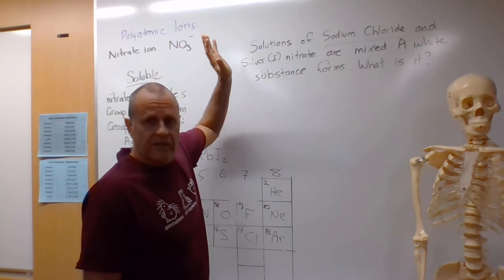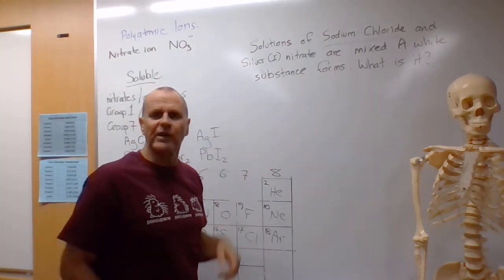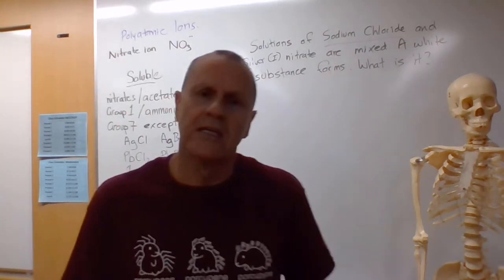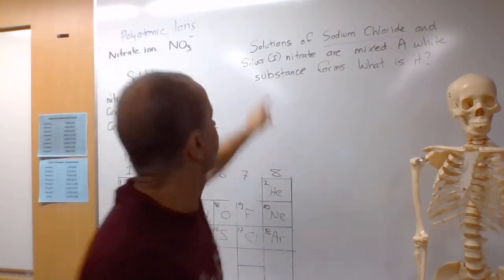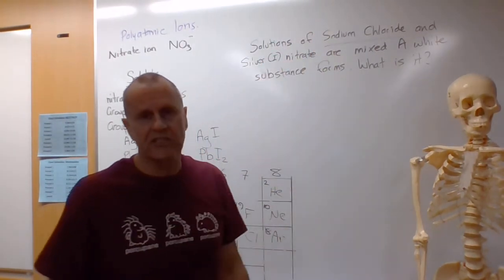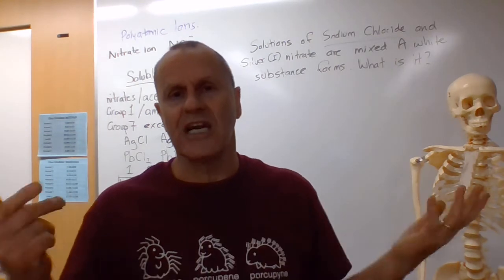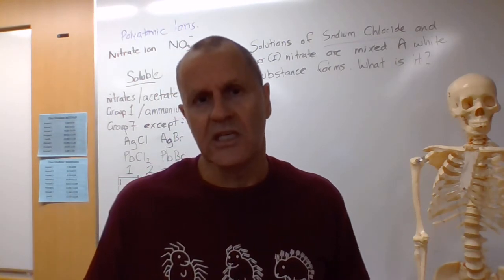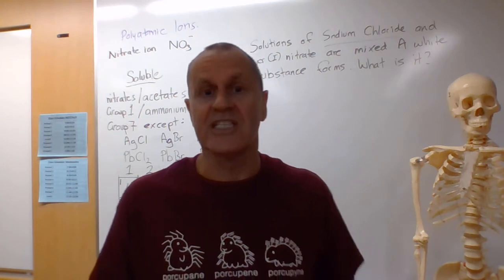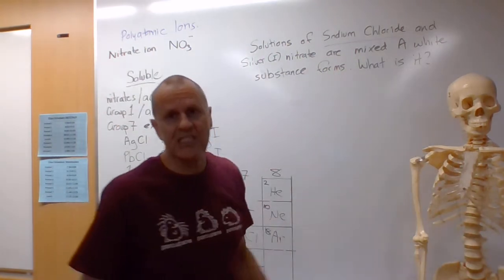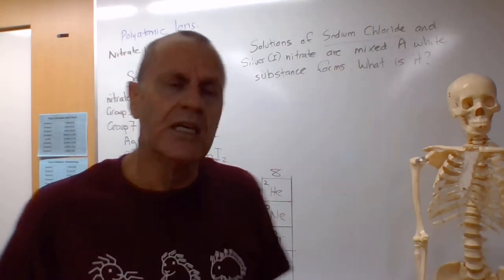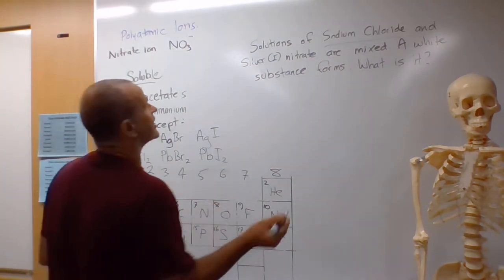So, the rule for doing these is work out the formulae of the reactants, sodium chloride and silver nitrate. And then you work out the products, and then you work out which one of those is not soluble, because that will be your white substance that forms at the end. So let's start with sodium chloride.